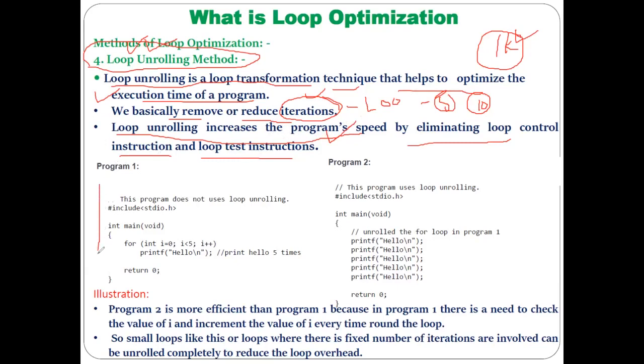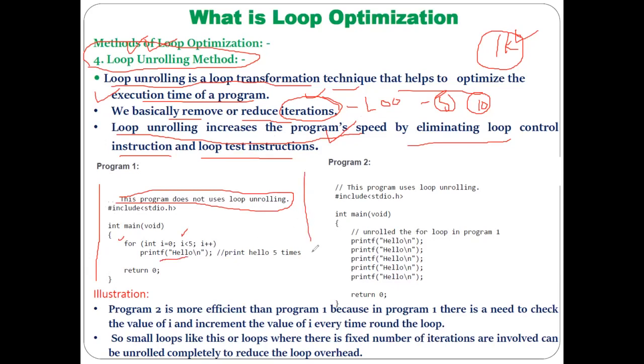Okay, what is the reason? Let's see in this program. Now this is a program where loop unrolling is not utilized. Okay, means this is before optimization. So in this you can see i equal to 0, i less than 5, means this loop will run 5 times. Okay, 5 times hello will get printed.